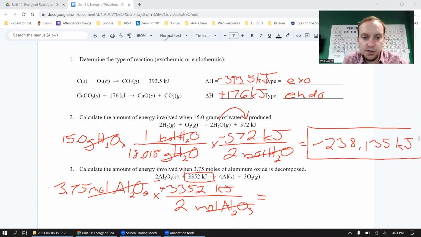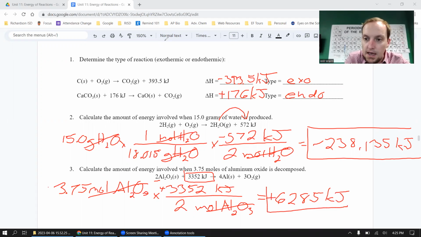Moles of aluminum oxide, 3.75 times positive 3,352, and I'm going to divide that by 2. And I get my final answer, which is a positive 6,285 kilojoules. And again, that's a positive value. And there's the amount of energy that is needed to be consumed in order to decompose 3.75 moles of aluminum oxide. All right, guys, as always, thank you for watching. That is energy stoichiometry.